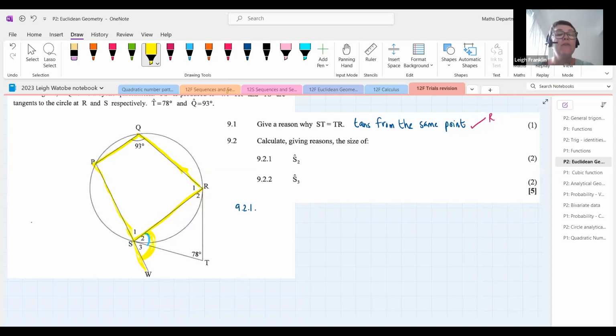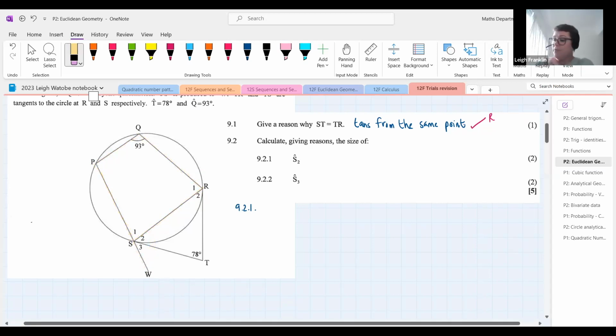The thing is that if we use the exterior angle of a cyclic quad here, S2 plus S3 equals 93. So how then do we work out what just S2 is? Unfortunately, to get S2, we're not going to use the exterior angle of the cyclic quad to answer this particular question. Okay, so Gwadi, go for it. Do you have a question?